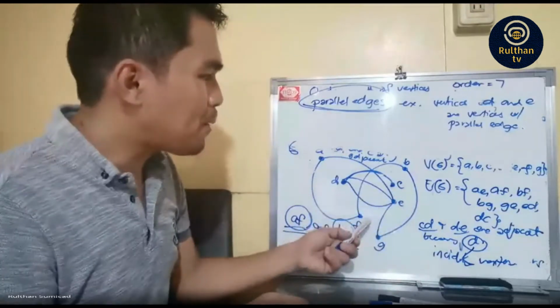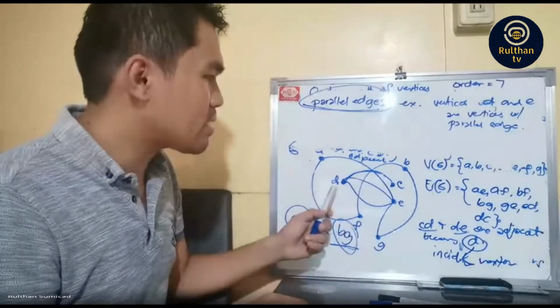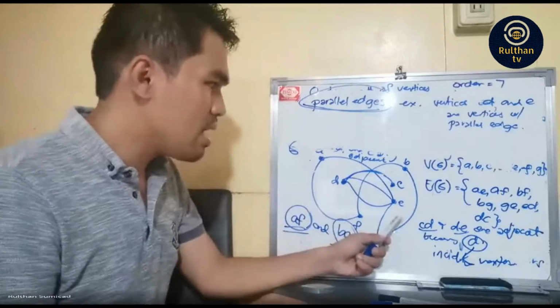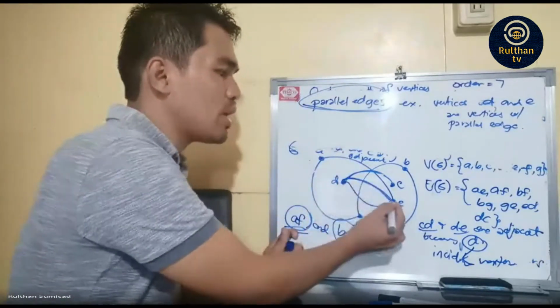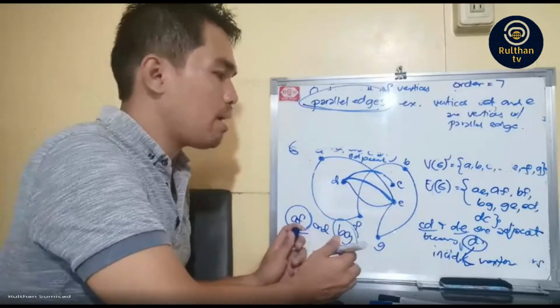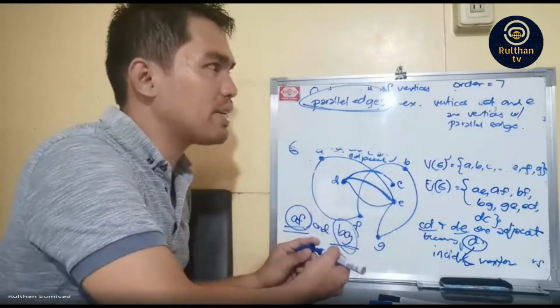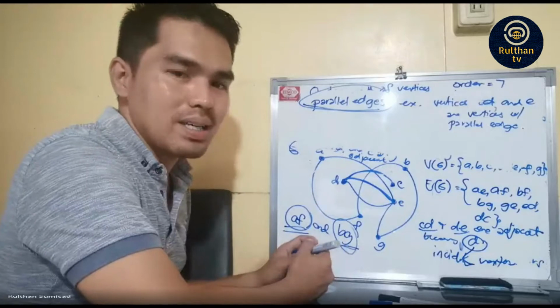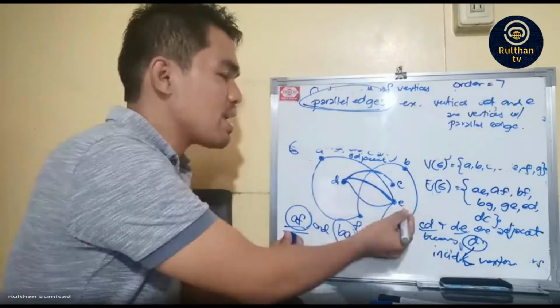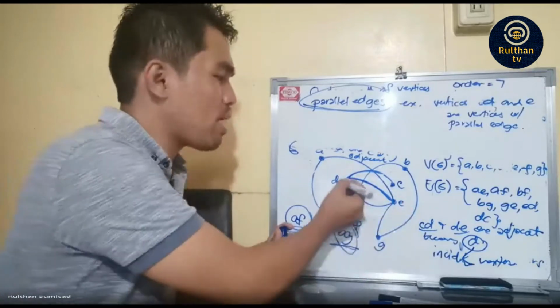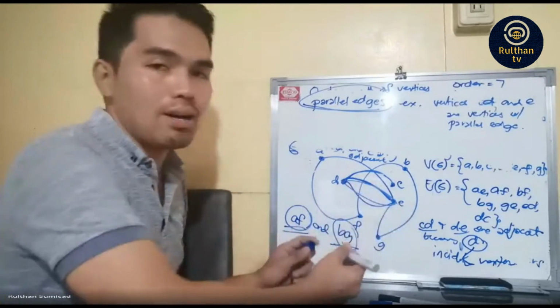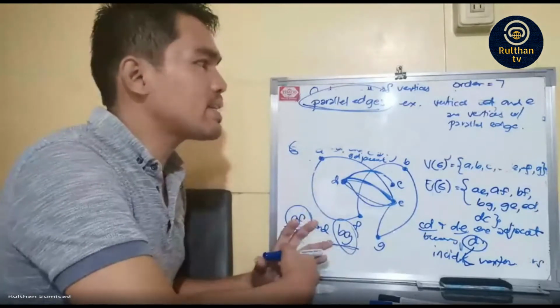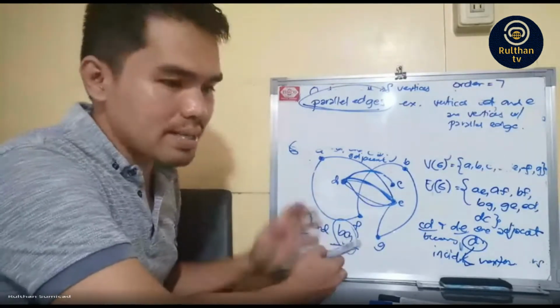But in this example, since I added an edge to D and E through this path, through this direction, then D and E are considered vertices with parallel edges. As D and E are actually parallel edges because we have DE through this route and we have also DE through this route. Okay, that is an example of parallel edges.